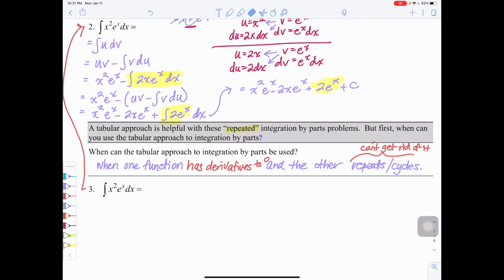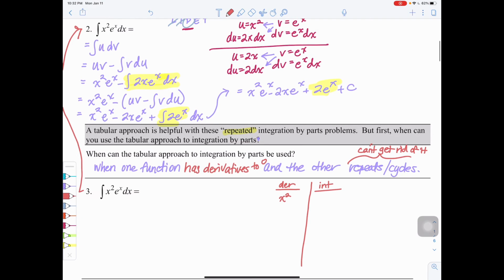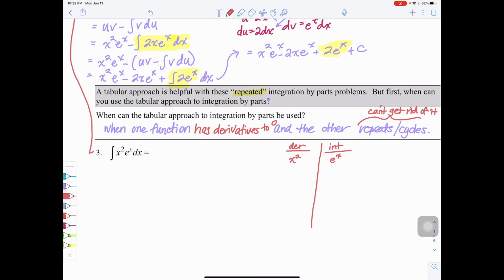So we're going to make a table, and this is the tabular method for parts. The left column is going to be the column for taking the derivative, and this one we're going to integrate. You need to write those functions. So x squared is the one that when I continue to take the derivative, I'll eventually get 0. And e to the x, I will be integrating. Leave a little space and keep your rows nice and neat.